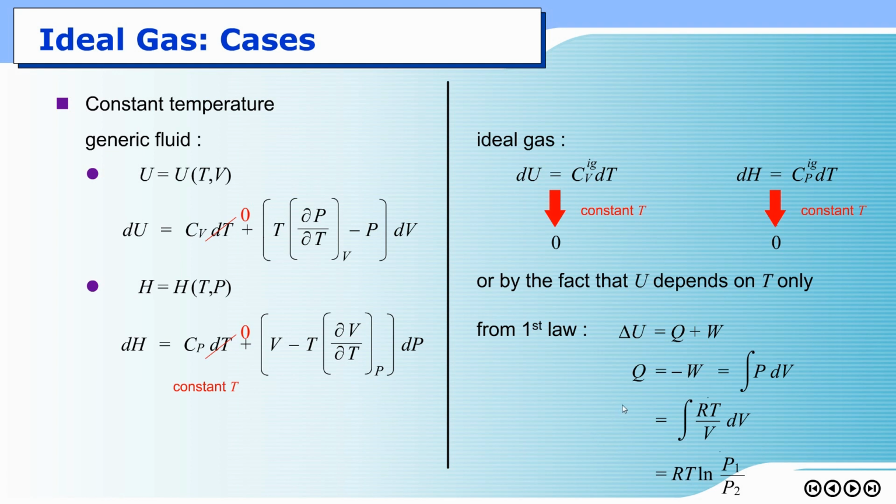So notice that the heat calculated under this circumstance is totally different than what I wrote earlier, because now heat depends on path. Heat is a path property.